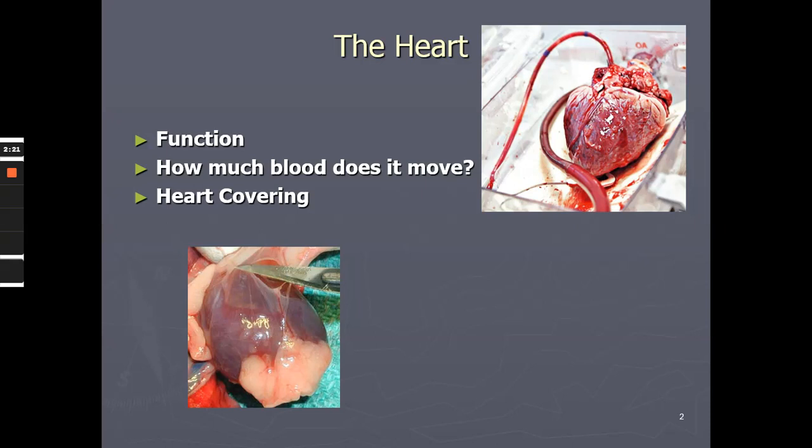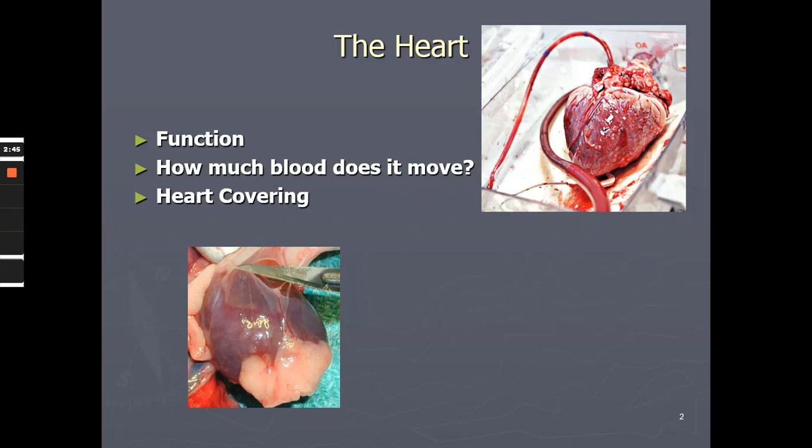All right, so the picture at the top right is a picture of a human heart that is undergoing a transplant. Someone had donated their heart, and it was going into a recipient who was going to enjoy their longer life because of that.